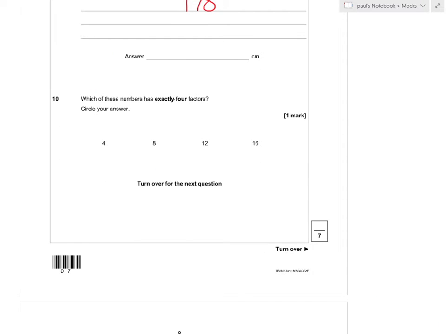Which of these numbers has exactly 4 factors? So this one, 1 and 4 and 2 times 2. 8. 1 and 8. 2 times 4. Yeah, that looks like that one. How about this? 1 and 12. 2 and 6. 3 and 4. So that's too many. So it's going to be 8. No point doing 16 because that would be even more, wouldn't it?